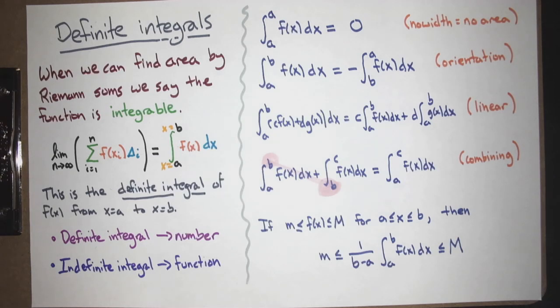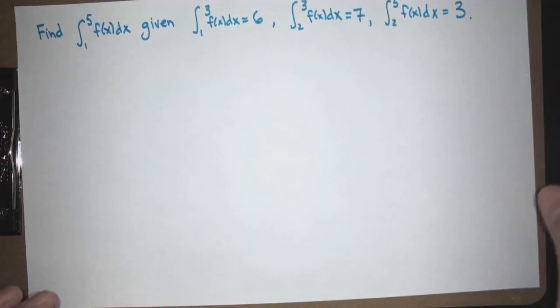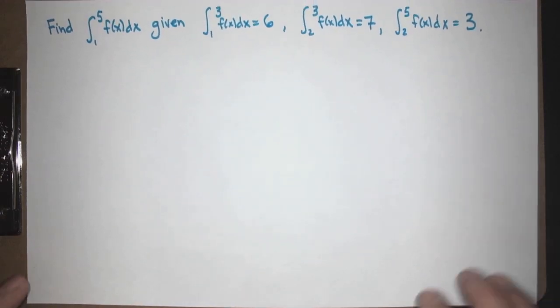All right. Well, let's try a few things. Find the following, the integral from 1 to 5 of f of x dx. But we're given a few facts. We're told the integral from 1 to 3 of f of x dx is 6, the integral from 2 to 3 of f of x dx is 7, and the integral from 2 to 5 of f of x dx is 3. What can we do? Can we do anything? Is it possible?